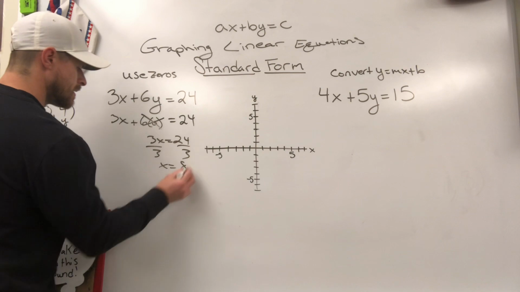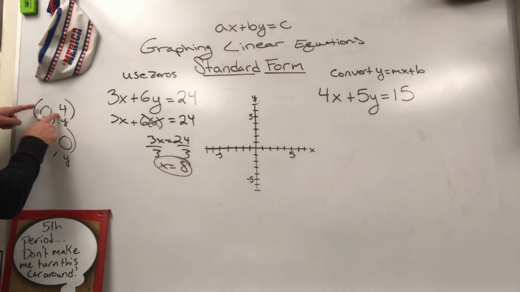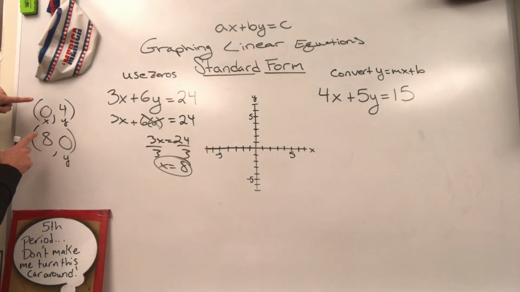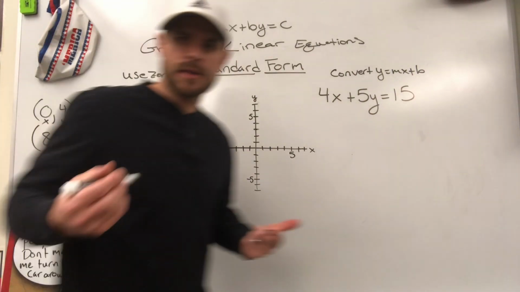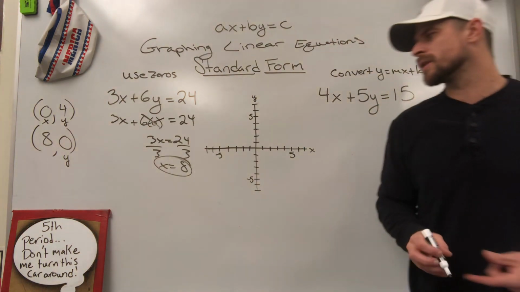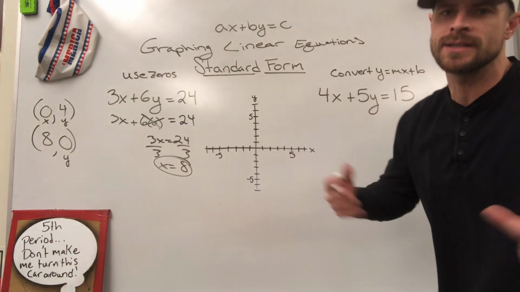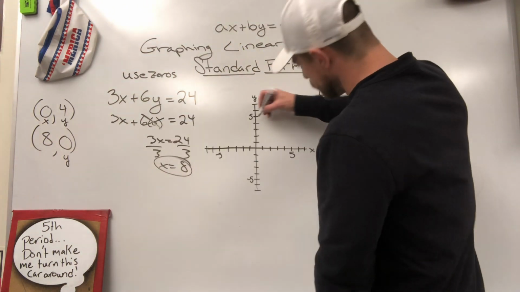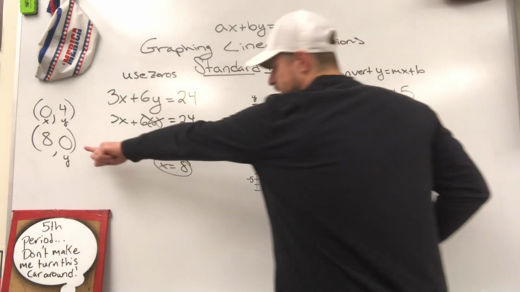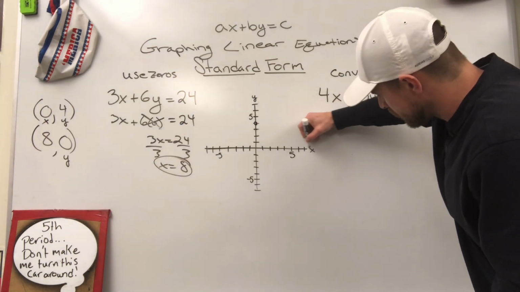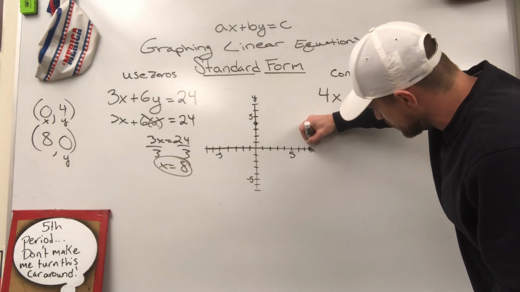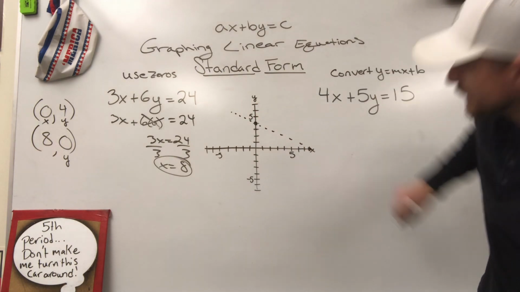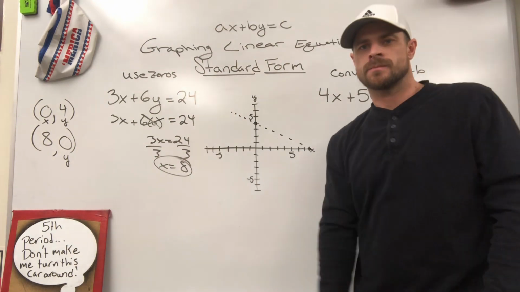X must be 8. So now that I got 0, 4, and 8, 0, I can graph this equation by using those two dots. Not only are they dots on my line, they're super important dots. They're my intercepts. They tell me a lot when dealing with a word problem or a real world situation. 0, 4 would be right there. 8, 0: 5, 6, 7, oh, I gave myself not enough, 8. So that right there would be my line of this equation.